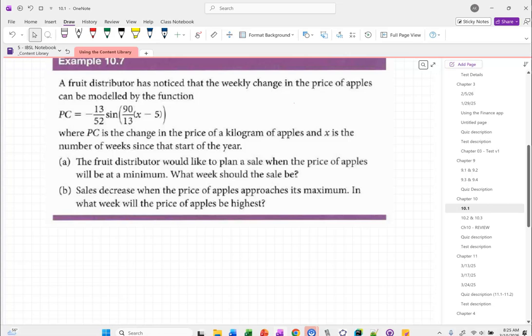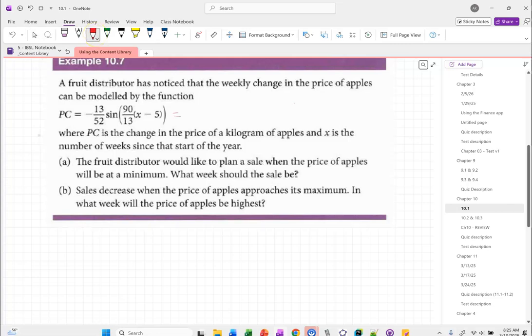It says a fruit distributor has noticed the weekly change in the price of apples can be modeled by the function P'(x) equals yada yada yada. Notice it's got a sine function in there. There's no way you're taking the derivative of this by hand. Where P'(x) is the change in the price of a kilogram of apples, and x is the number of weeks since the start of the year.